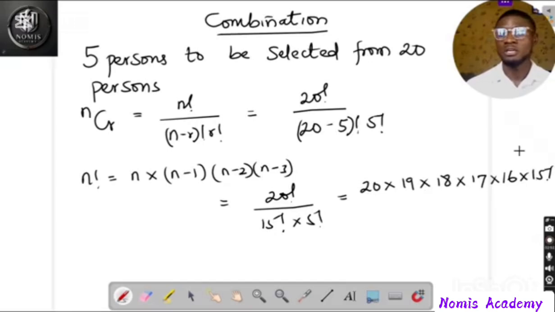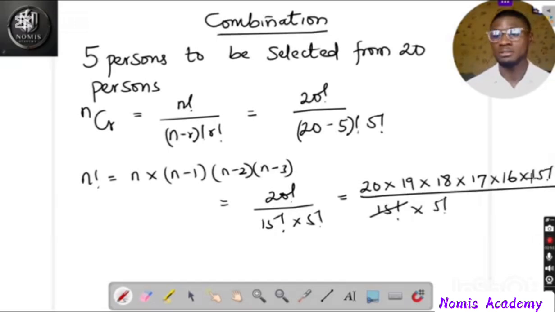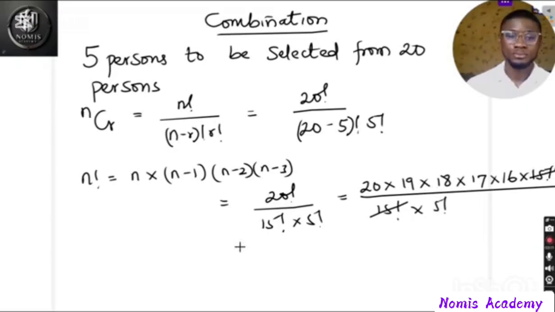So if I have 15 factorial, I can just divide it by 15 factorial multiplied by 5 factorial. So 15 factorial can easily cancel 15 factorial. So I have 5 factorial. Remember what 5 factorial is: 5 times 4 times 3 times 2 times 1. So let's express that. So we are left with 20 multiplied by 19 multiplied by 18 multiplied by 17 multiplied by 16, all divided by 5 multiplied by 4 multiplied by 3 multiplied by 2 multiplied by 1.